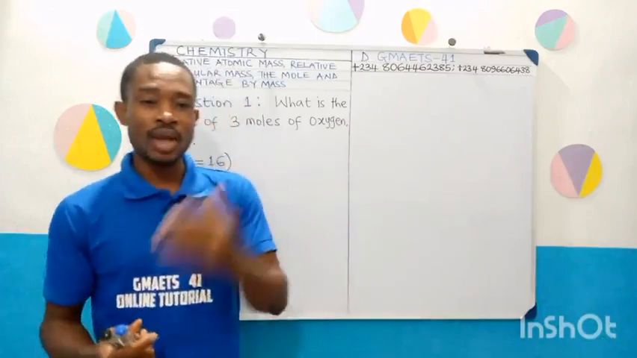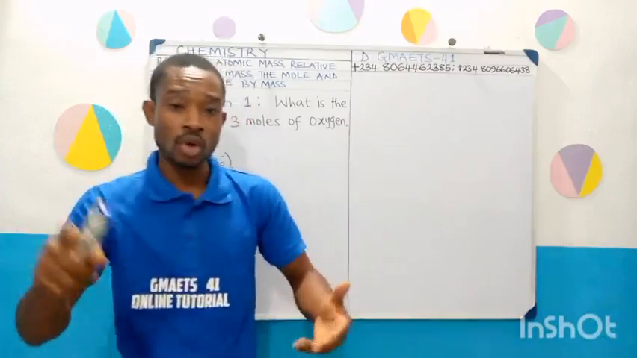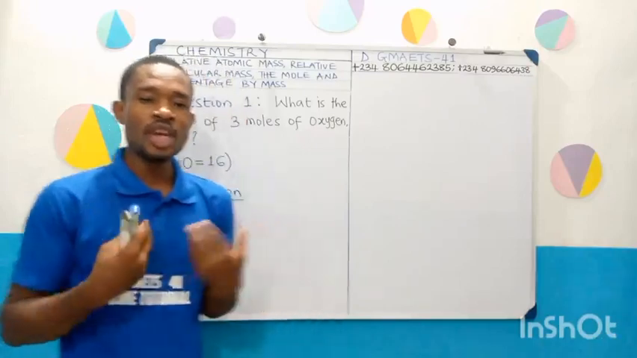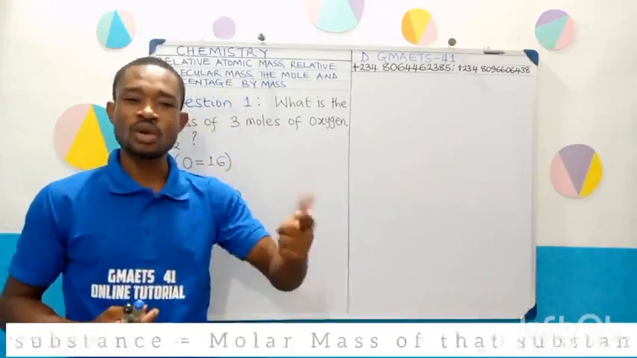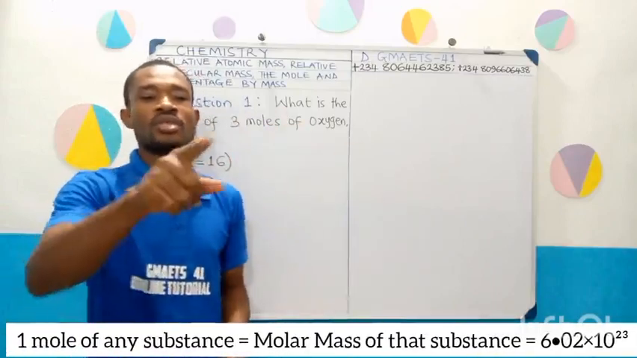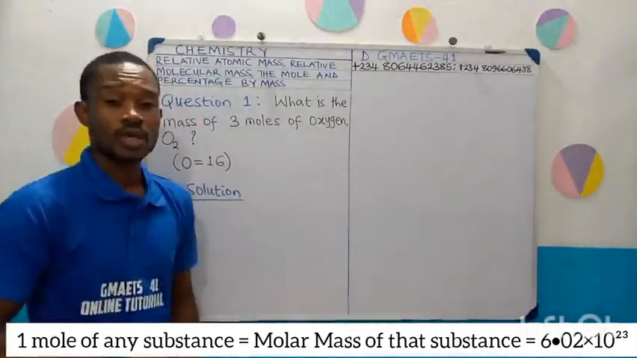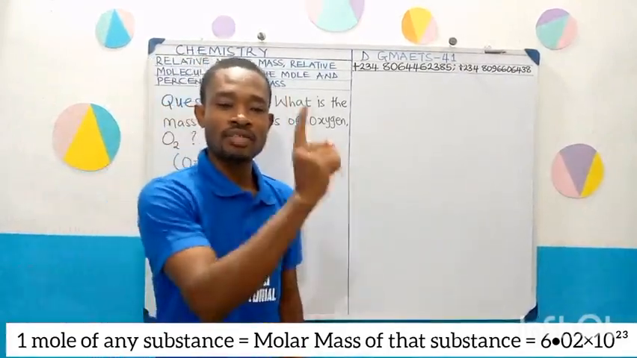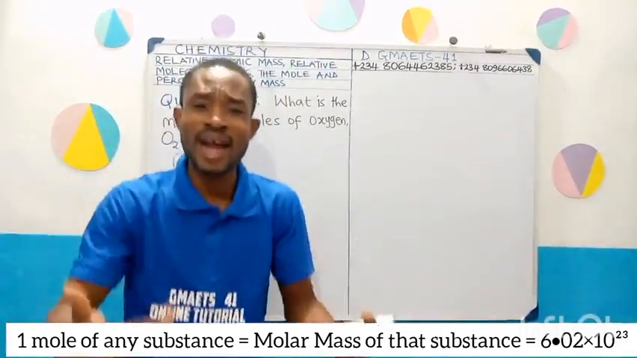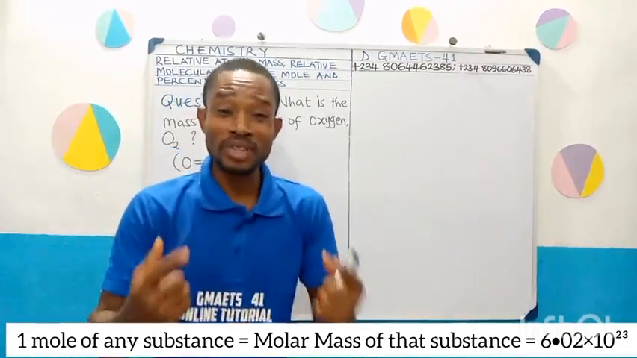The only difference is that molar mass will have units of grams per mole. So if we know that 1 mole of every substance is equal to molar mass, we can use that idea to get the answer to this question. 1 mole of every substance is equal to the molar mass of that substance. It becomes a standard. It becomes a foundation.